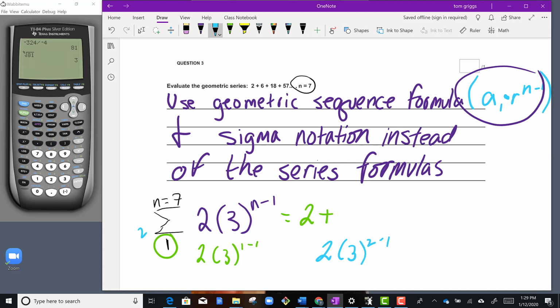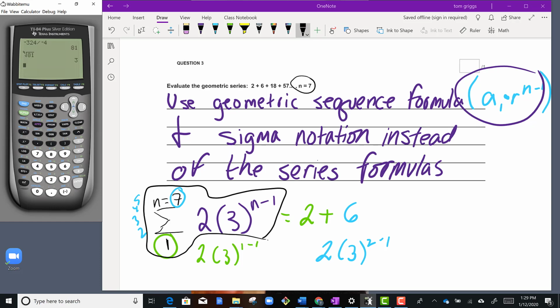And that would give you, of course, 6. And then it's going to keep doing that, 3, 4, 5, 6, 7, all the way to positive 7 until it gets all 7 terms, and then you're able to add them together. But of course, there's a calculator shortcut to typing all of this in.